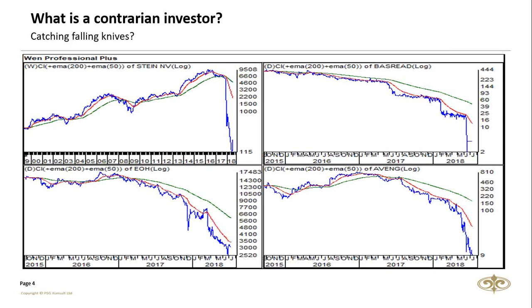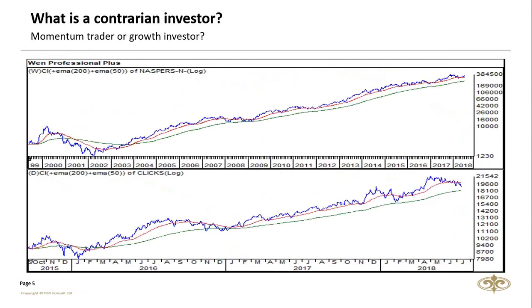Okay, so that's just, call it, an introduction to what I want to talk about. So that's looking at falling knives. Now you look at the opposite. So here we've got widespread optimism resulting in unjustifiably high valuations that will eventually lead to price drops, and obviously especially when those high expectations don't work out. So yeah, I've got NASPERS and I've got Clicks as examples. I'm not saying that they're overpriced and things like that, just that these things have been flying. So you can see in my top right hand corner what I'm trying to highlight here. Are you a momentum trader or growth investor?